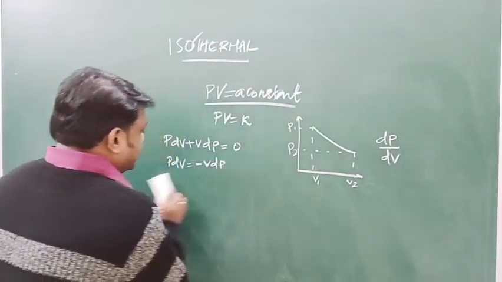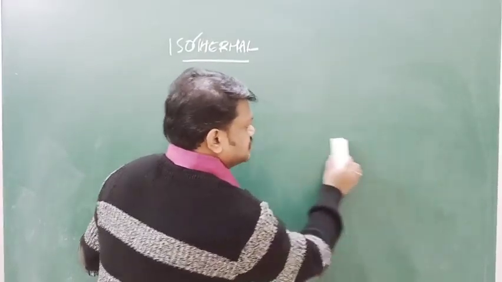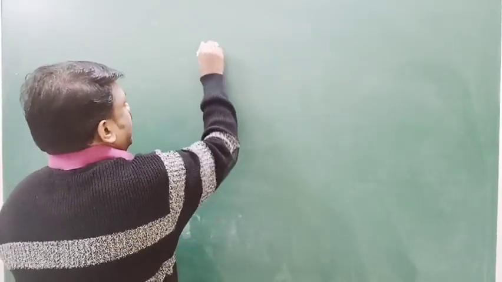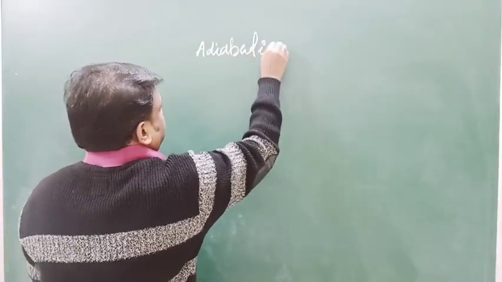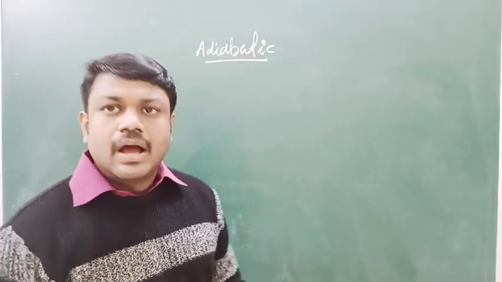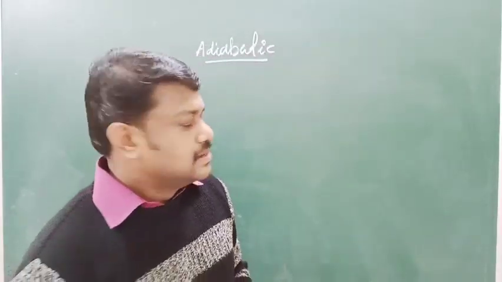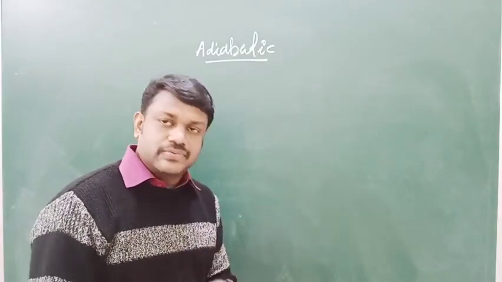So an adiabatic process is characterized by a change in temperature. Adiabatic process is identified by a change in temperature. So what do you mean by an adiabatic process, or what are the characteristics of an adiabatic process?